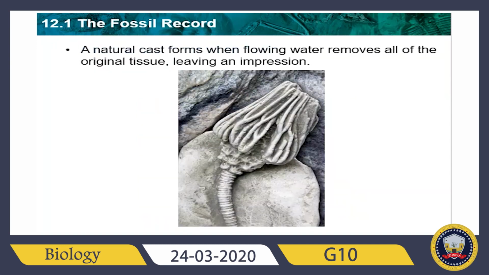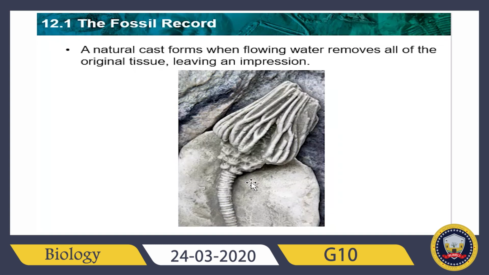Okay, the second method by which fossils can form is, guys, the natural cast. A natural cast is a kind of fossil that will form when flowing water removes all of the original tissue, leaving an impression. So here the impression will be left where? In the sediment. So guys, again, natural casts form when flowing water removes all of the original bone or tissue, leaving just an impression in sediment.